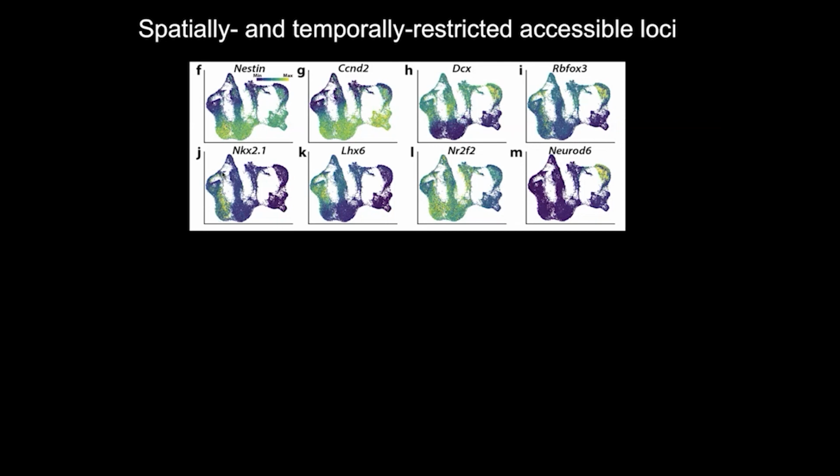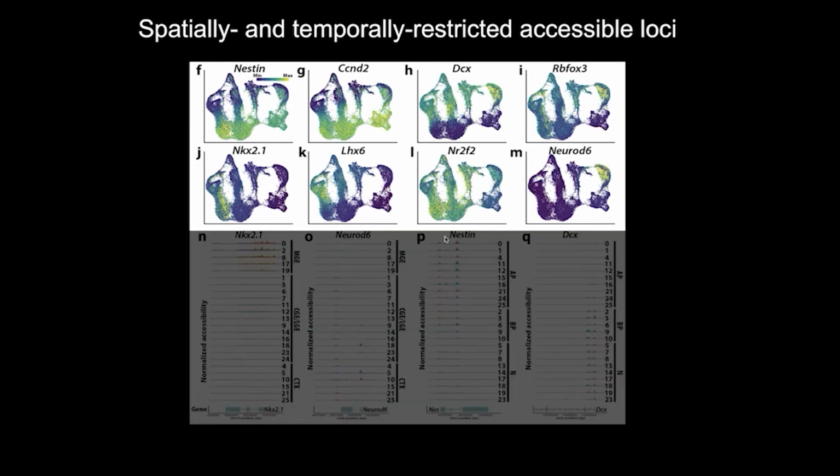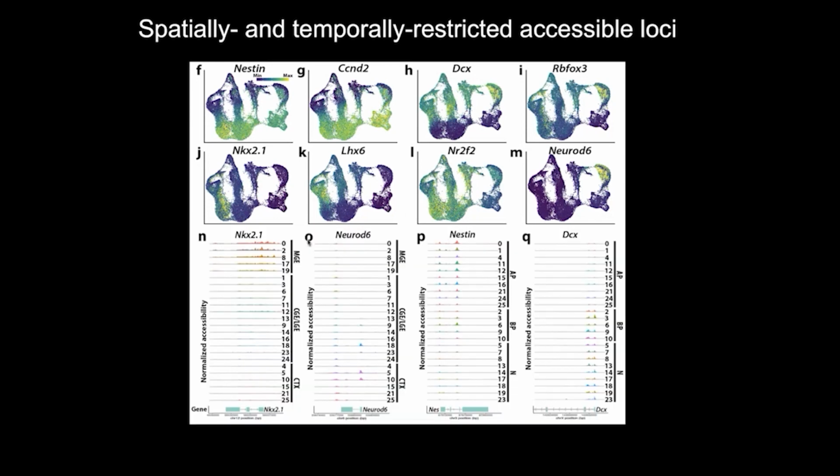This is the MGE population over here. And you can see that the promoter of NKX2.1 is only accessible in the MGE and it's closed off in these other regions. And so you can do this for a variety of genes of interest. We've also looked at the individual clusters.